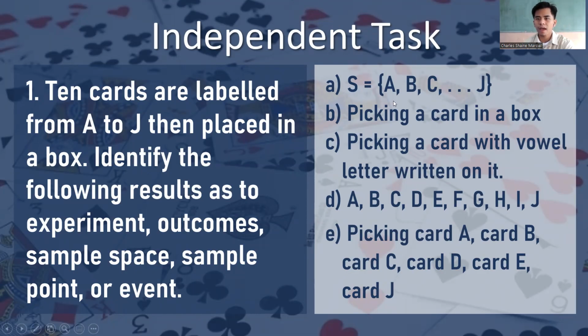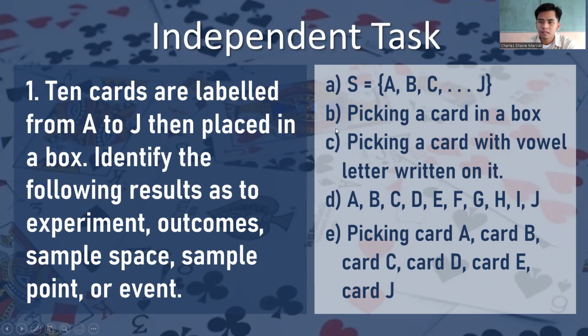Now, let's try. Letter A. We have S is equal to A, B, C to J. Now, of course, our hint is the braces. Okay? Now, ibig sabihin, ito yung sample space natin. Next, B. Picking a card in a box. Okay, so ibig sabihin, ito yung experiment natin. Since pagpipick tayo ng card sa box, ito na yung sinasabi nating experiment.